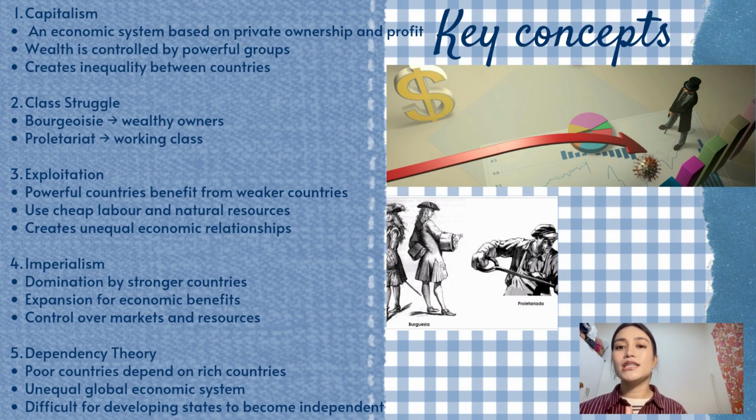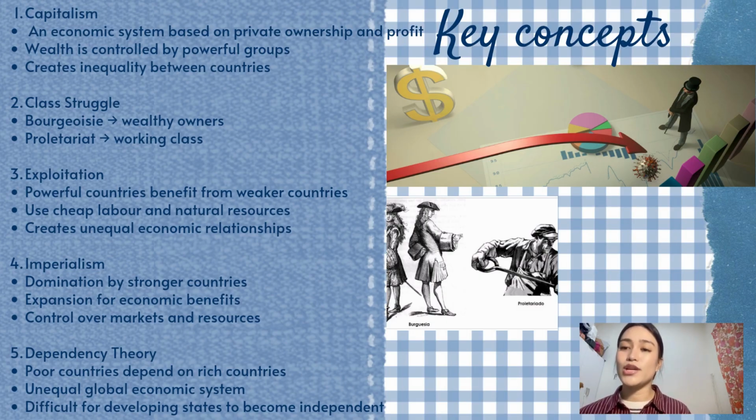The bourgeoisie are the owners of the business and industries, while the proletariat are workers who sell their labor. Marxists argued that the bourgeoisie exploit workers by paying low wages while earning huge profits. In international relations, developed countries are often seen as the bourgeoisie because they dominate the global economy, while developing countries become dependent workers.